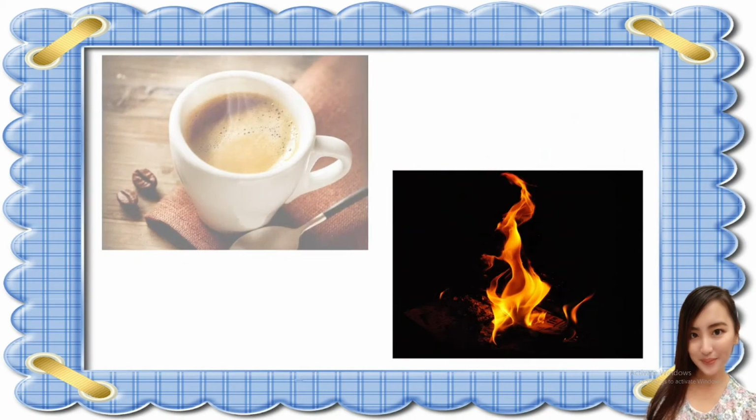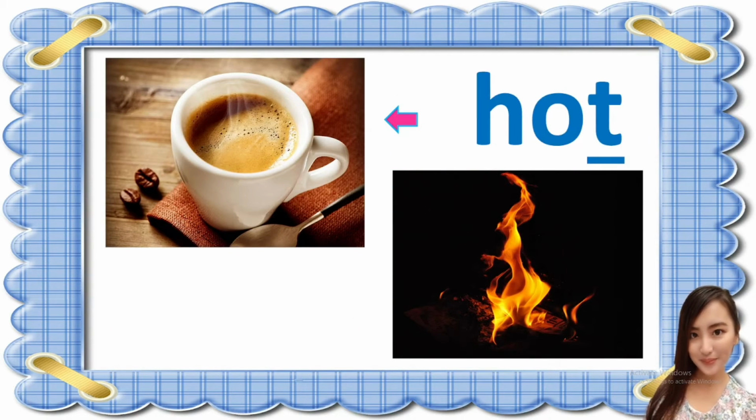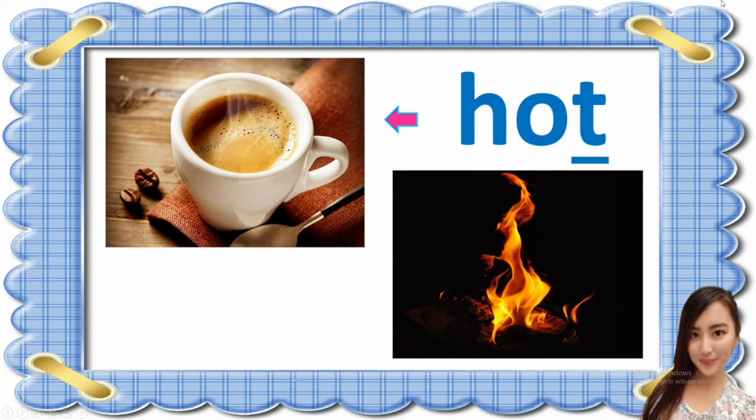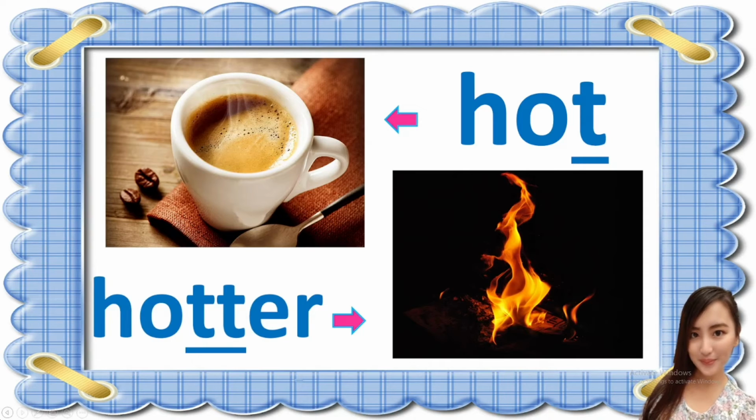For example, hot. Hot is a CVC word. H, consonant, vowel, consonant. So for this one, hotter, we need to double. H-O-T-T, double T plus ER. Double the final consonant. Hot, hotter.